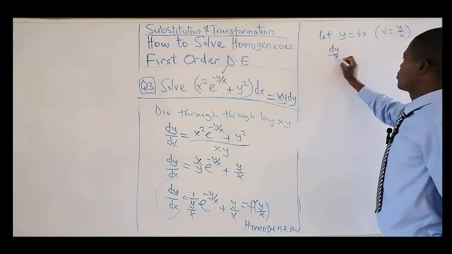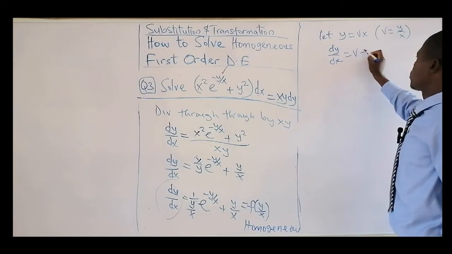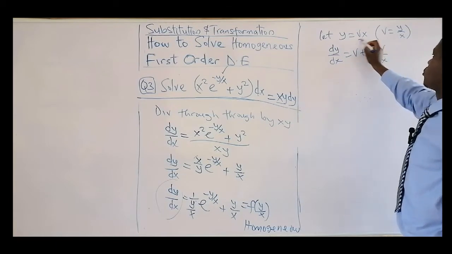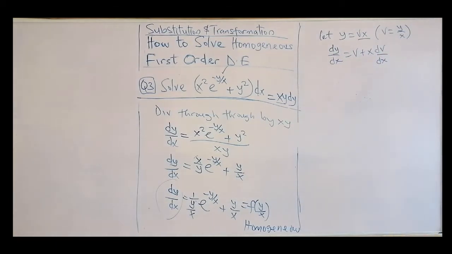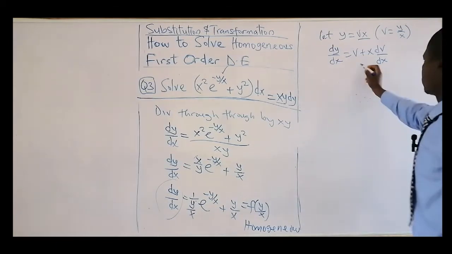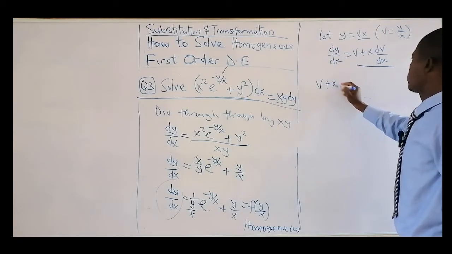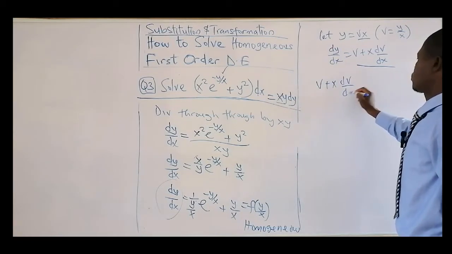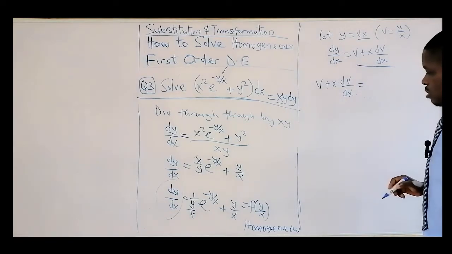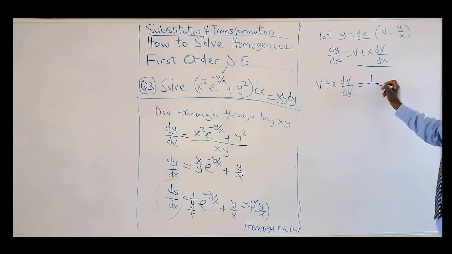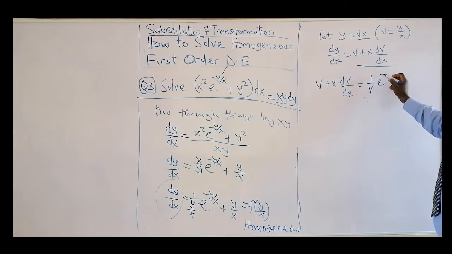Okay. Differentiate this. The dy/dx is equal to v plus what? x dv/dx. Product rule. Then change the variable now. Your dy/dx is this expression. So anywhere you see dy/dx, just put this one there. v plus x dv/dx equal to this will be what? 1 over what? 1 over v, 1 over v e^v minus v.